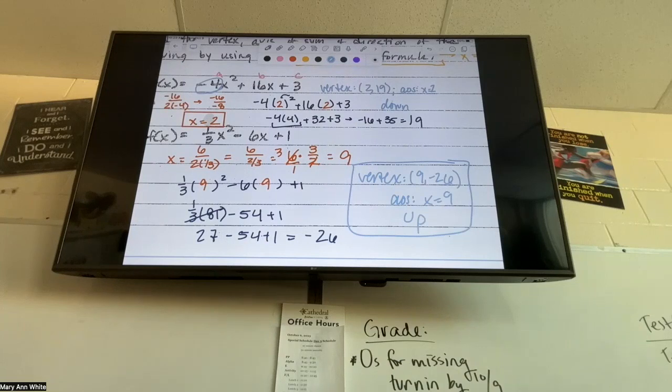A little bit of fraction work at the beginning, but I ended up getting that my x was 9, and then I plug it back in and I solved to get my y was negative 26. Just another direction. Looking at that a value, that value up front. If it's positive, it's just going up. If it's negative, it's going down. Good question.